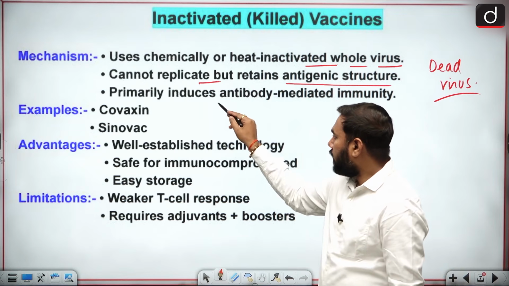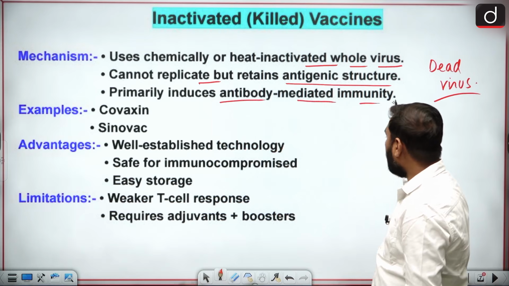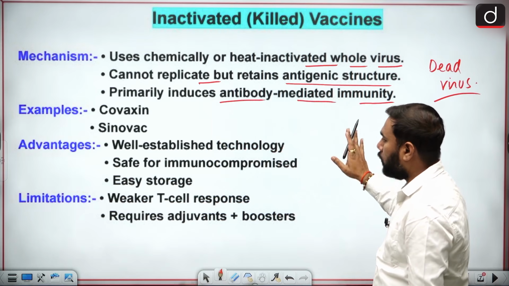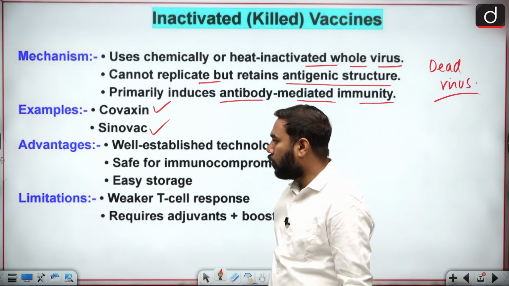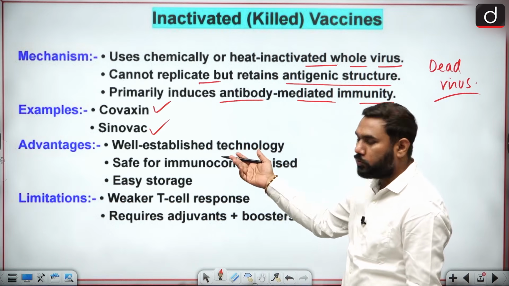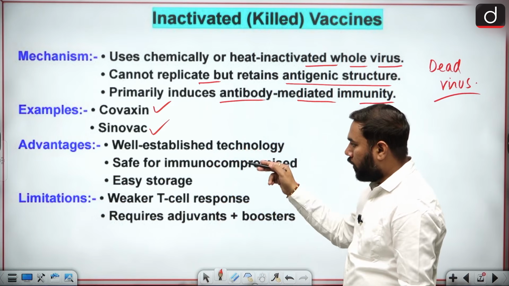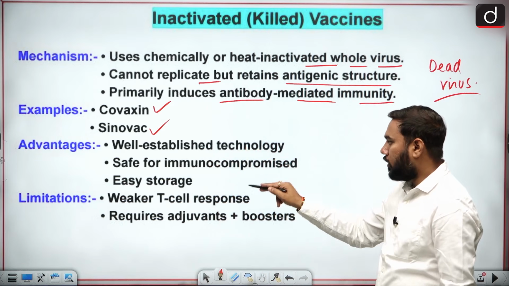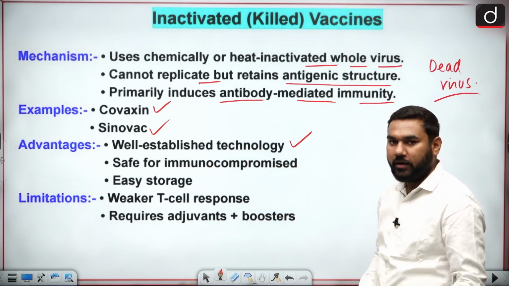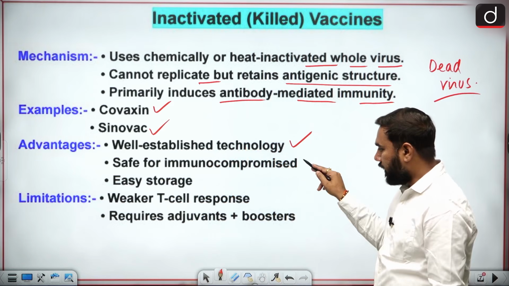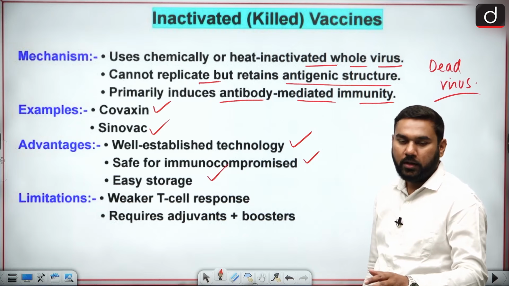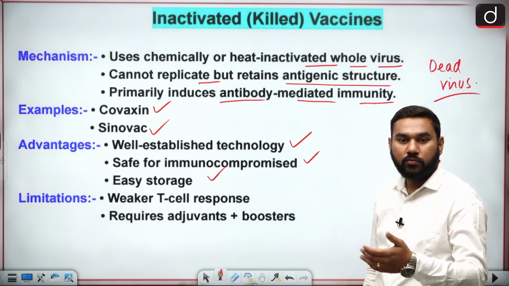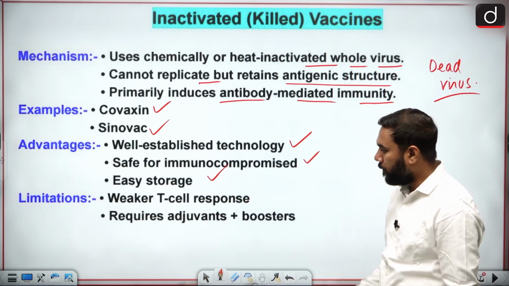So it primarily induces antibody-mediated immunity. Your Covaxin, Sinovac is there. Covishield is also related with it. So what is the advantage? Well-established technology, already we are using it. Safe immune response is there. Easy storage. No need to develop a different kind of infrastructure for the storage.